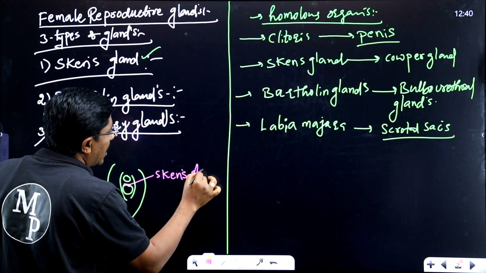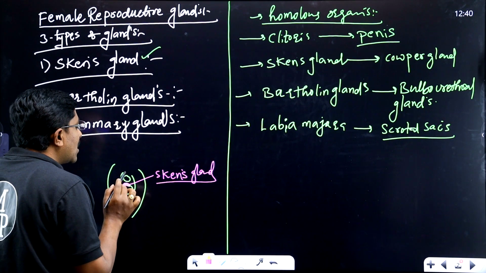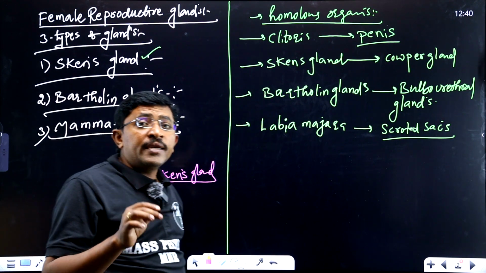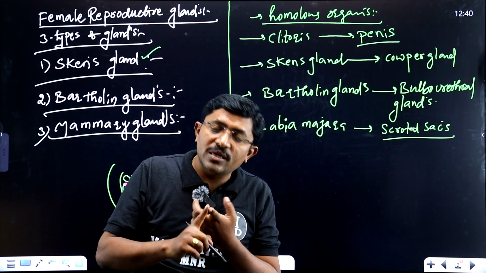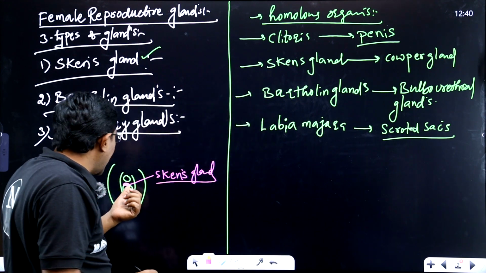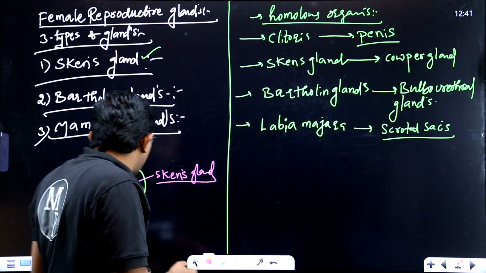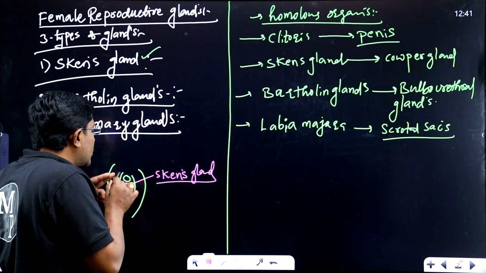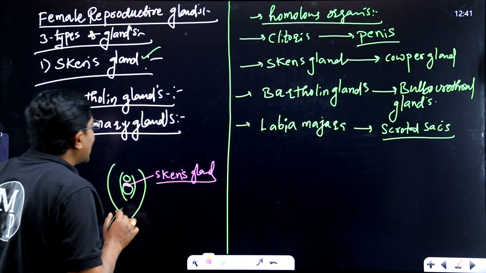Skene's gland, it is present. And what is the function of this Skene's gland? When it is stimulated during copulation, during mating or intercourse, it secretes some secretions. Those secretions help in lubrication of the vagina. Okay, so that is the Skene's gland.